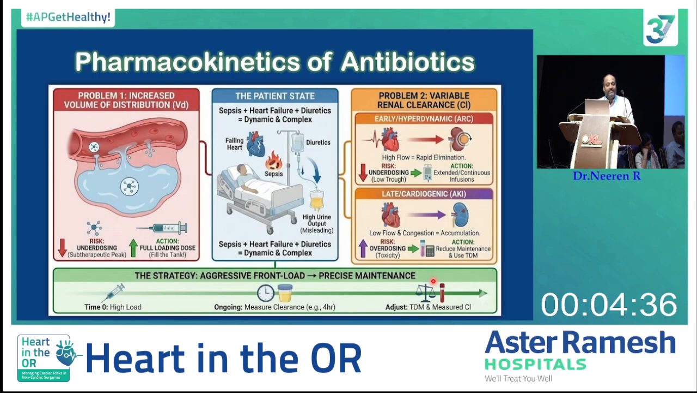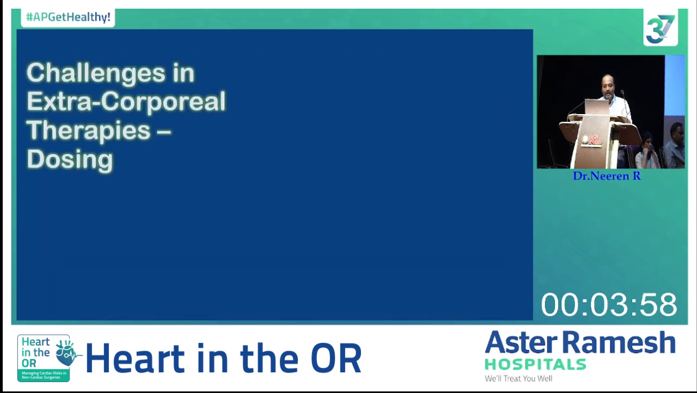As for pharmacokinetics, while renal clearance is one part, with cardiac patients you also have increased volume of distribution. You have the problem of underdosing when you have this increased volume of distribution. With sepsis, heart failure and diuretics, it is difficult to determine the renal clearance, and the renal clearance also becomes very dynamic. So you have the problem of underdosing, especially in the bolus doses, and maybe overdosing when it comes to maintenance doses. It is very difficult to correctly identify the creatinine clearance and appropriately dose the antibiotics.